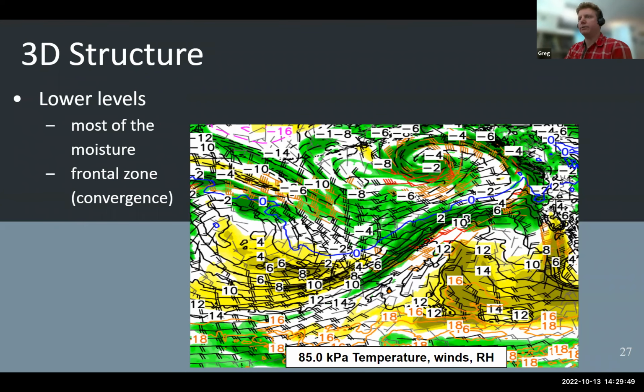And then just another plot of low levels. There's a lot going on in this plot, I apologize for that. This is looking at the 85 kilopascal level, so lower atmosphere. The solid lines are temperature, and you can see fairly tightly packed temperature lines here, which indicate that the atmospheric river is more or less coincident with a front. Then the green shading is relative humidity, so again, as you'd expect, fairly saturated air coincident with the atmospheric river. And then the wind barbs show southwesterly flow along the atmospheric river.